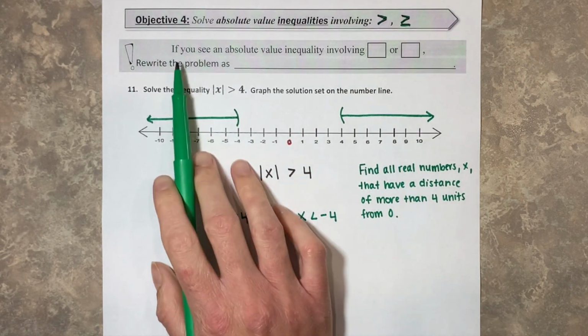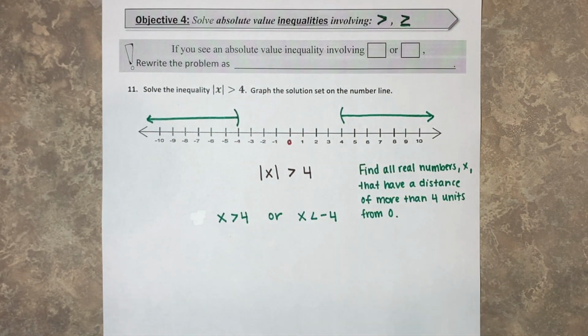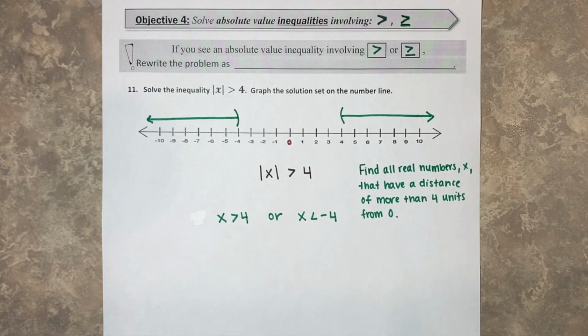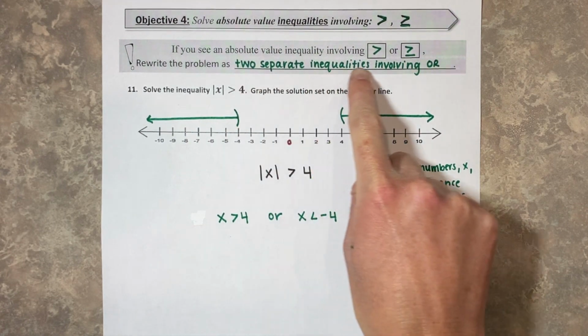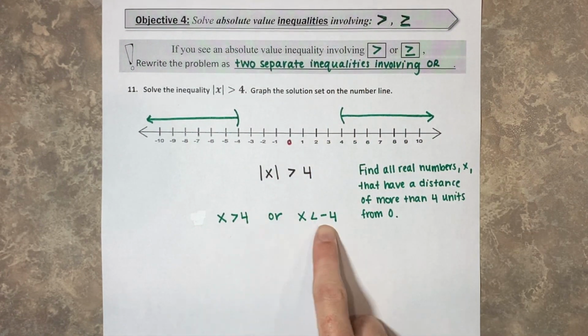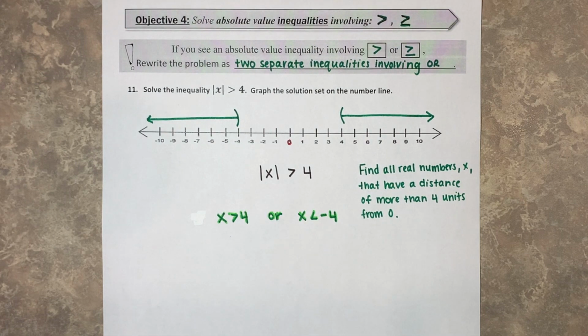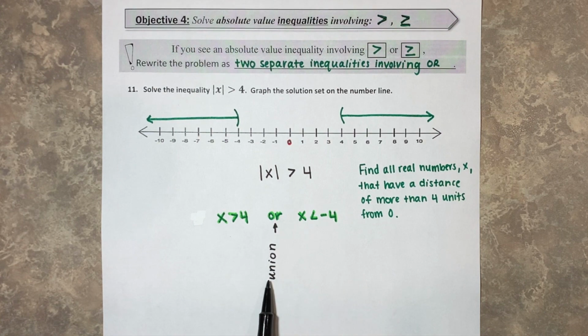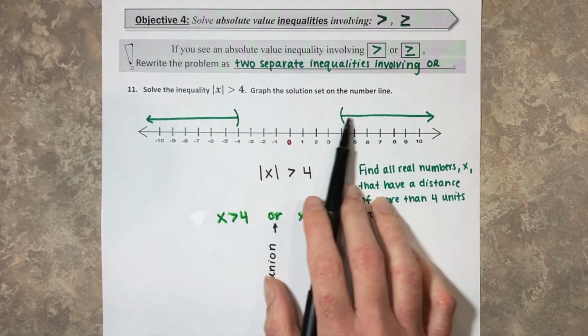So, if you see an absolute value inequality involving a greater than or equal to symbol, you're going to need to rewrite the problem as 2 separate inequalities involving or, which is exactly what we did here. Now, you'll often be asked to write your answer using interval notation. Remember that in mathematics, or means union, so we're writing our answer as the union of these 2 sets.